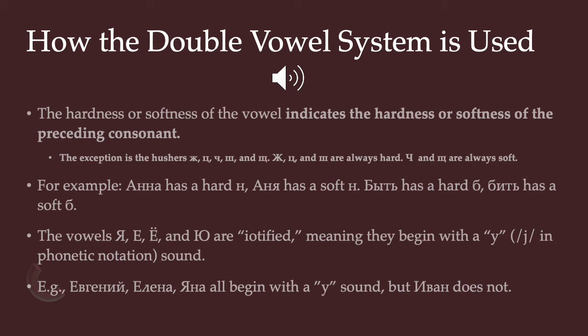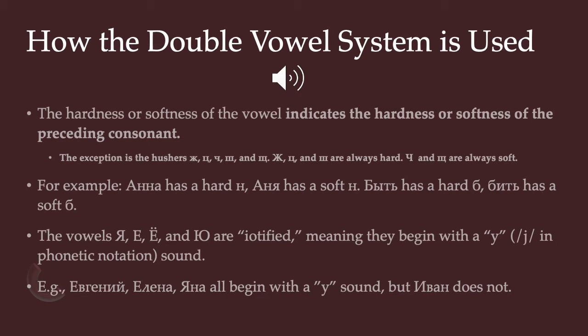The exception is the hushers zh, ts, ch, sh, and sha, because zh, ts, and sh are always hard regardless of what vowel you write after them, and ch and sh are always soft regardless of what vowel you write after them. But the other consonants can be either hard or soft, and you indicate that by writing a hard or soft vowel after them.